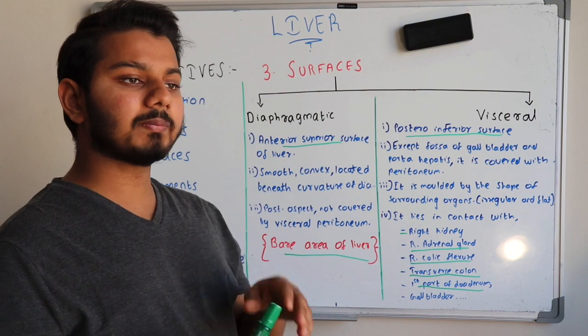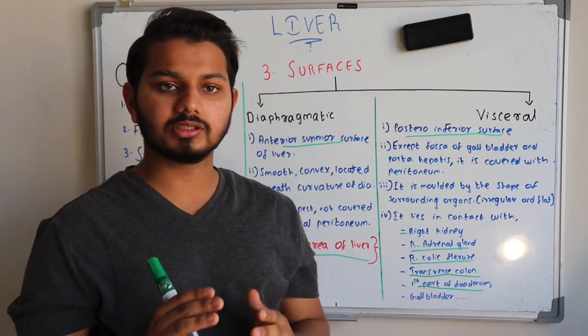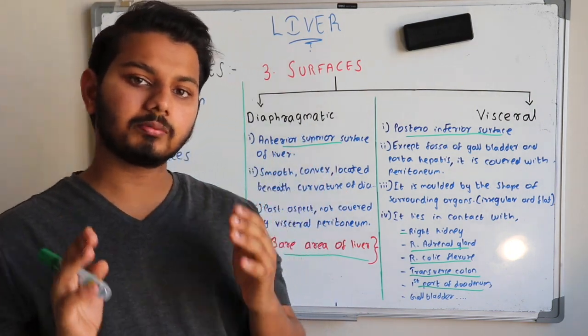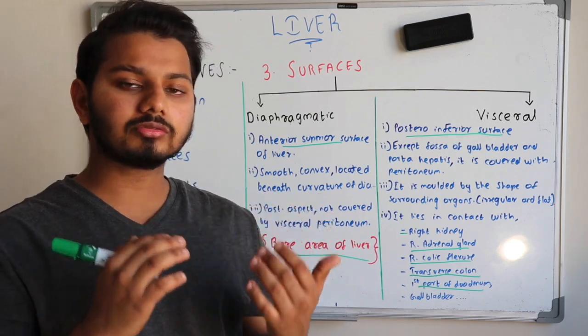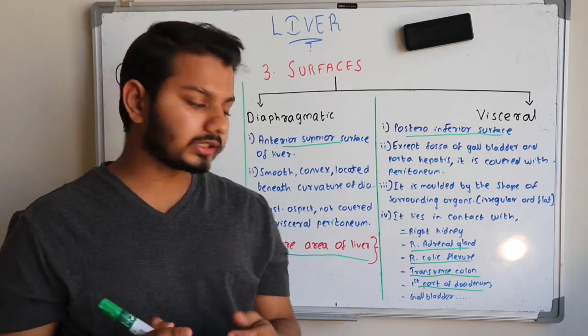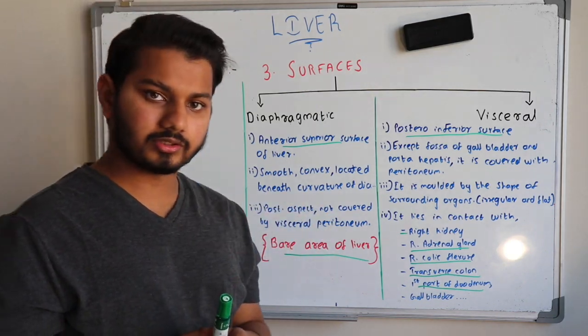And posterior aspect of this diaphragmatic surface is not covered by visceral peritoneum. So because of that, this area is also known as bare area of liver.